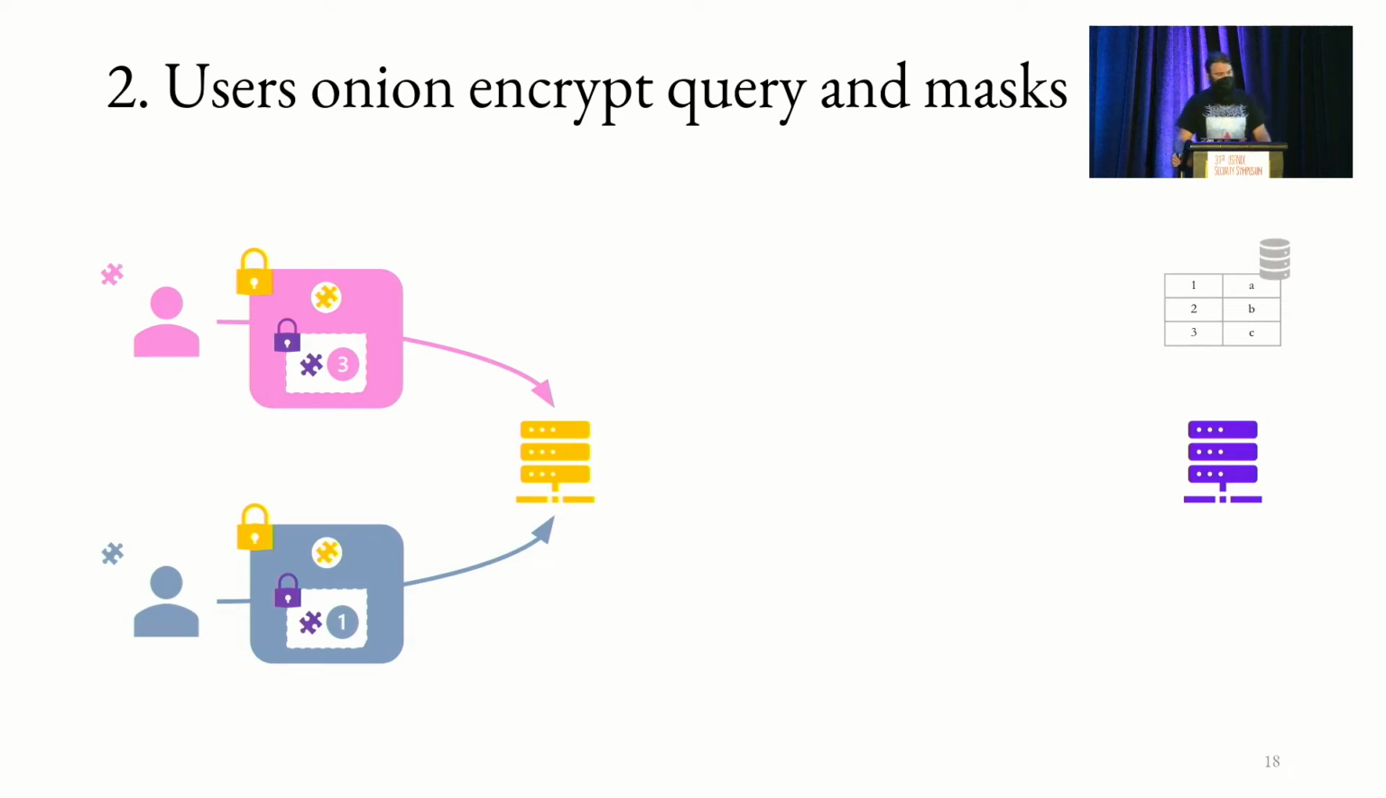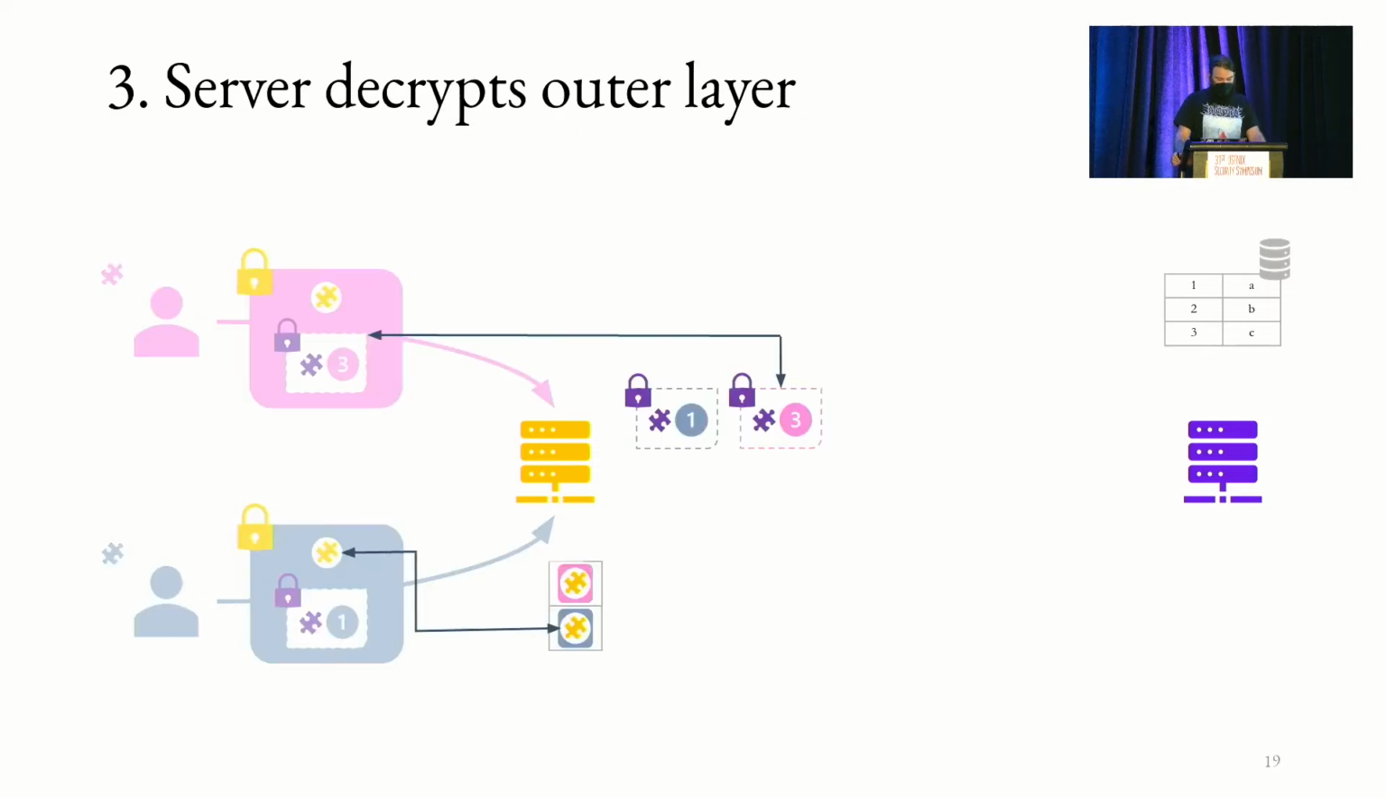Then each user onion encrypts their queries and their masks using the server's public keys. Each layer in this onion cipher corresponds to a single server and contains the mask associated with that server. And additionally, the deepest layer also contains the query and is associated with the very last server in this chain. The first server collects all these onion ciphers from all the different users, forming a batch of queries. Again, this batching is required for amortization.